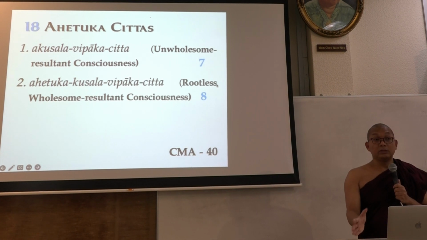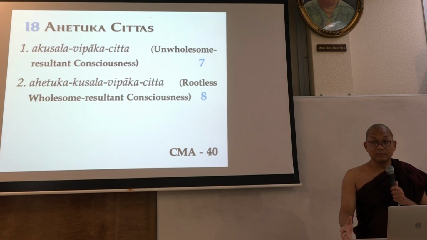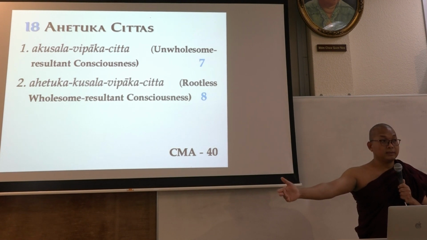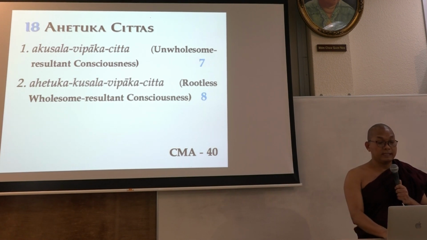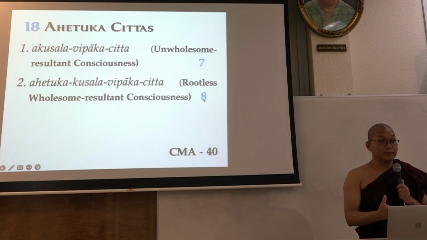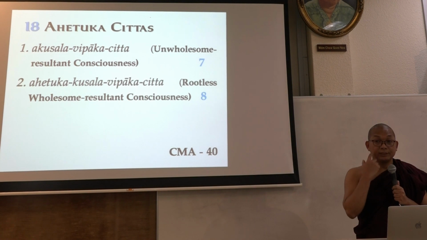In the next session, you have to learn sahetuka vipaka, kusala vipaka. To distinguish from the chaitas that we are going to learn next week, we add the word ahetuka. Ahetuka, so wholesome resultant consciousness without root. These 8 chaitas arise because of your kusala karma, wholesome actions.